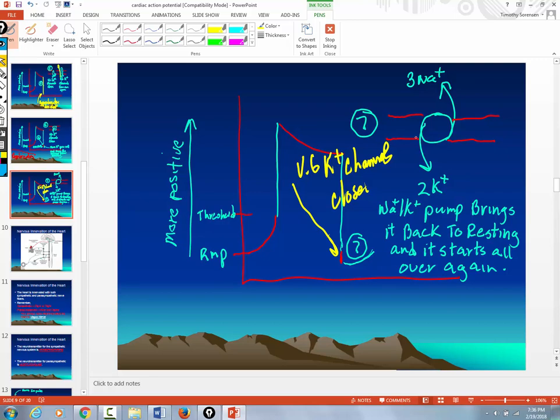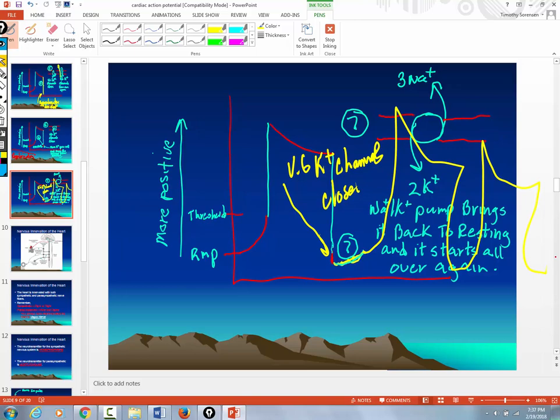And then it's the job of the sodium-potassium pump to bring it back to resting. Then, once you're at resting, sodium and calcium leak in. Leaky, leaky, leaky. Boom. Leaky, leaky, leaky. Boom. And that's how the heart is able to produce and then generate and sustain its electrical activity.